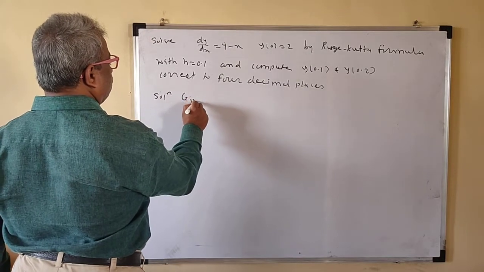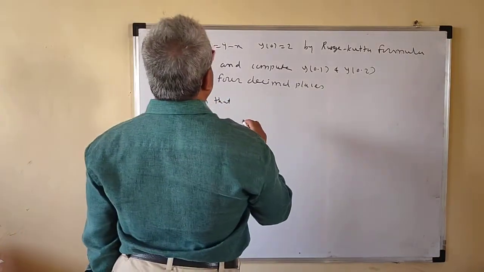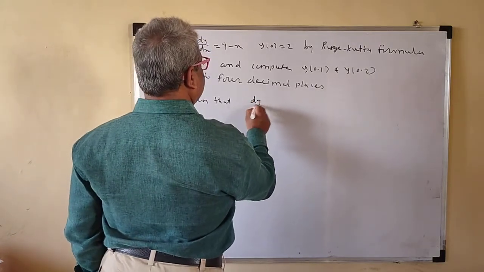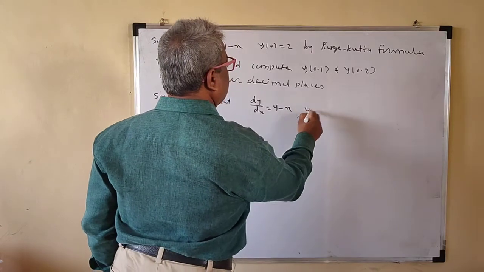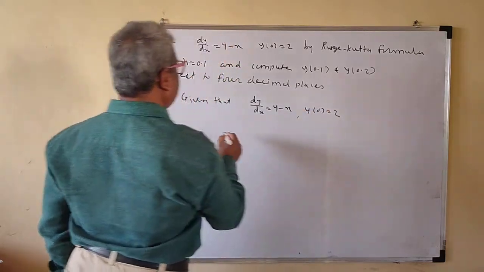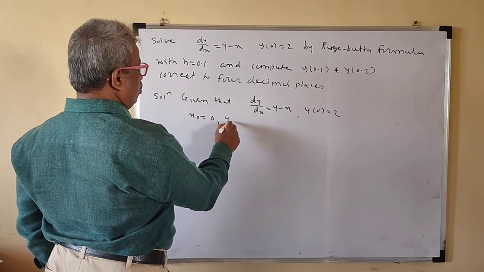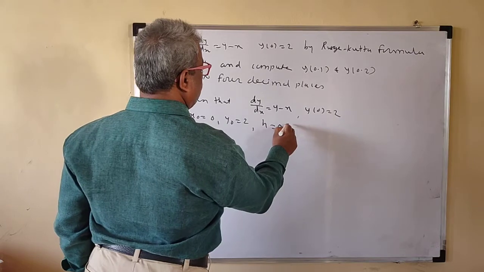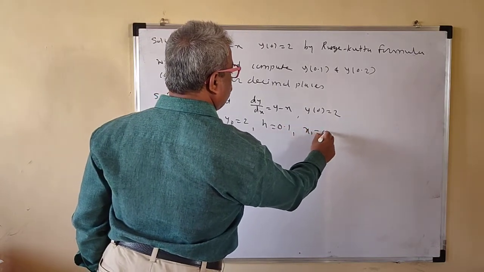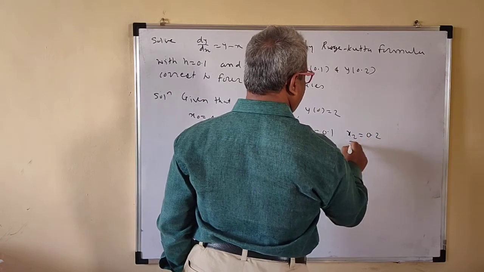Given that dy by dx is equal to y minus x, y of 0 is equal to 2, x naught is equal to 0, y naught is equal to 2, h is equal to 0.1, x1 is equal to 0.1, x2 is equal to 0.2. You have to find y2 now.